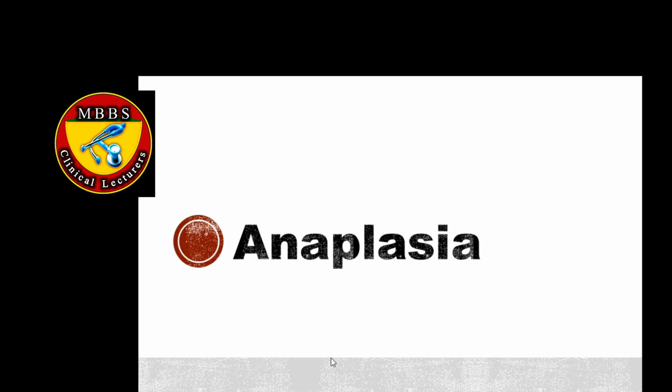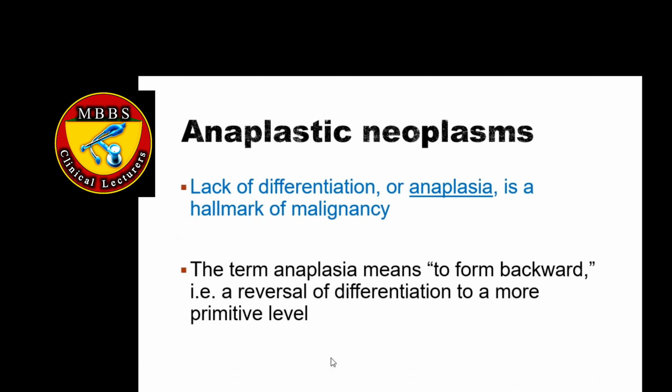Now, a very important aspect is anaplasia. Anaplasia, or anaplastic neoplasm, lack of differentiation, is a hallmark of malignancy. The term anaplasia means to form backwards, that is a reversal of differentiation to a more primitive level. What is primitive level? An embryo. When a human was not a human but an embryo, the cells were at a primitive level, they were not well differentiated at that time. Gradually they mature and form different organs, and the differentiation occurred. Now, in neoplasia, we are going backwards, towards the primitive stage of our existence.